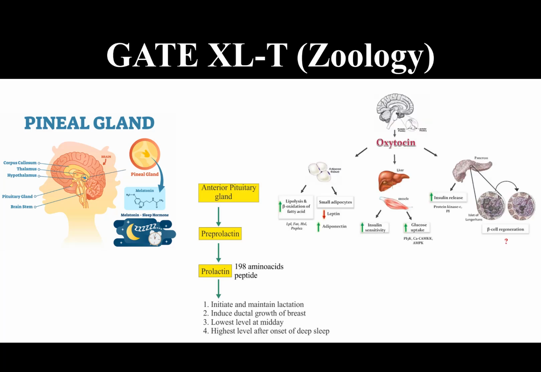Next is oxytocin. It has several functions by targeting several different organs. For example, in adipose tissue, it basically enhances the lipolysis and beta oxidation of fatty acids. In the liver and muscle, it enhances the insulin sensitivity and glucose uptake. Whereas in the pancreas, it increases the insulin release as well as beta cell regeneration, probably in the islets of Langerhans.